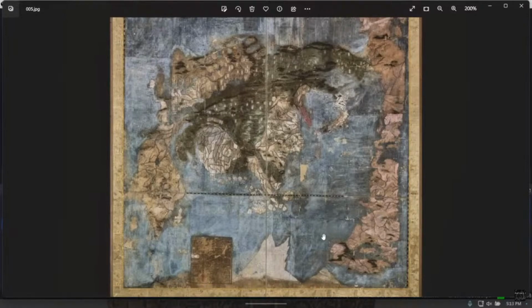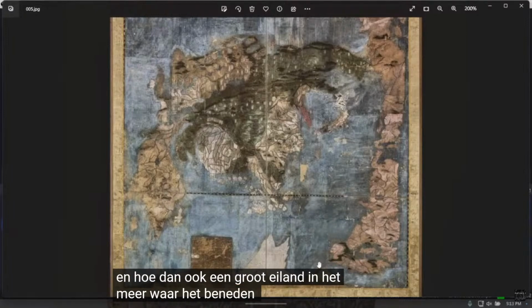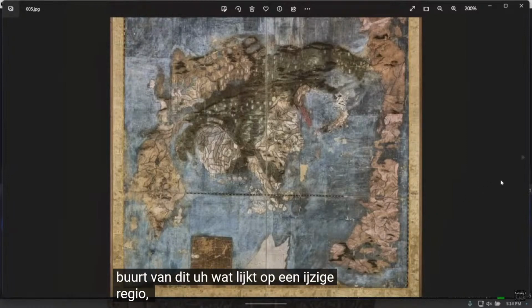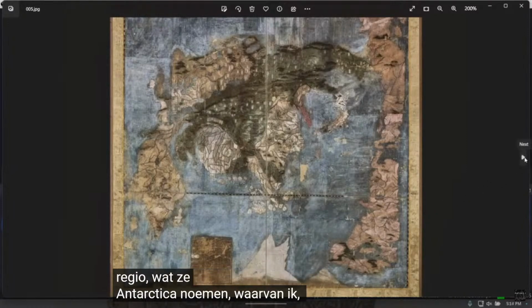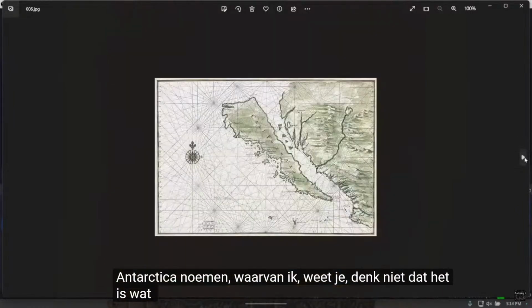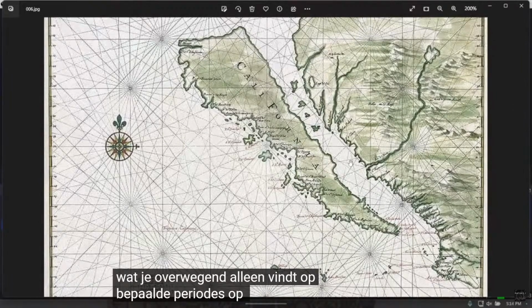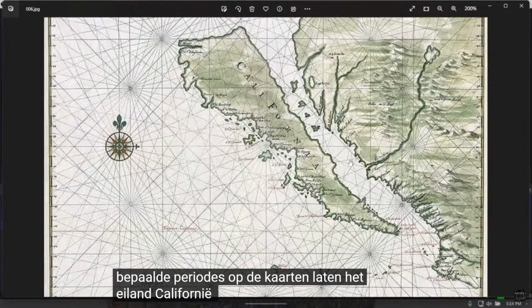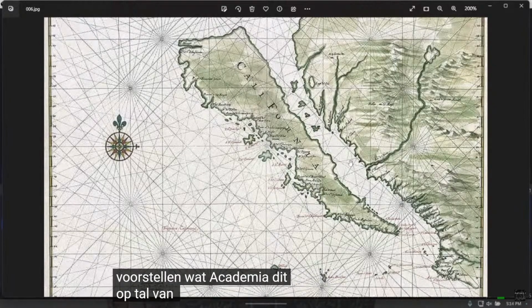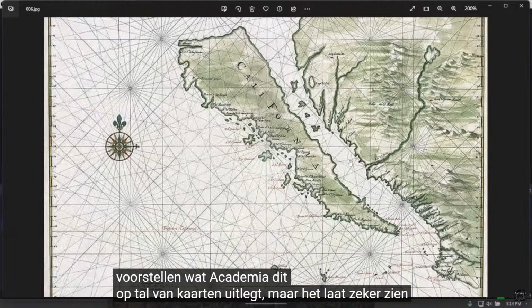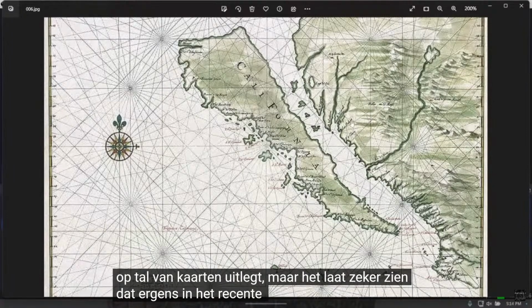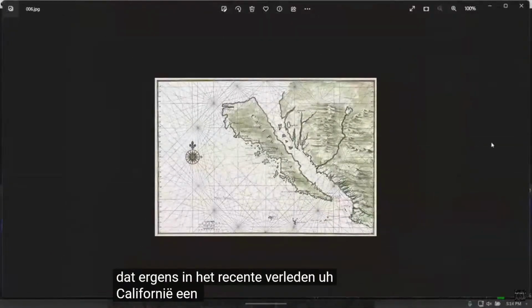But South America doesn't belly out like that, or have a large lake and a large island in the lake. Anyway, it is down near what looks like an icy region, which is what they call Antarctica, which I do not think is what they're saying whatsoever. So what you find predominantly, only at certain periods in the maps, is it's showing island California. I can't imagine how academia explains this away on numerous maps, but it definitely shows that at some time in the recent past, California was an island.